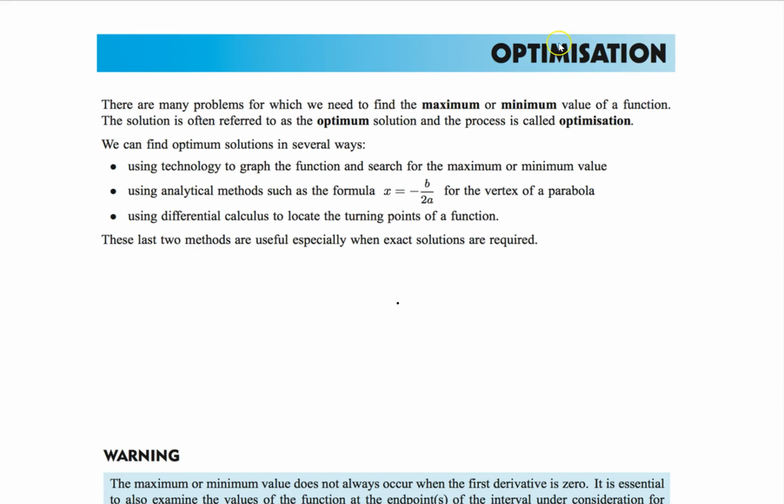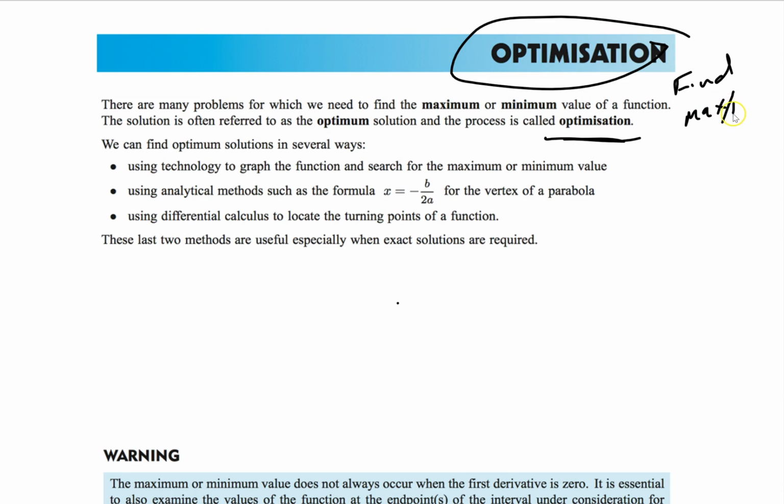Optimization. In this section, we're going to talk about how to find the maximum or minimum value of a function. When we do that, it's called finding the optimal solution, also known as optimization. So the whole idea of optimization is to find the max or min. That's the whole idea. Find the max or find the min. And we already know how to find the max or min.